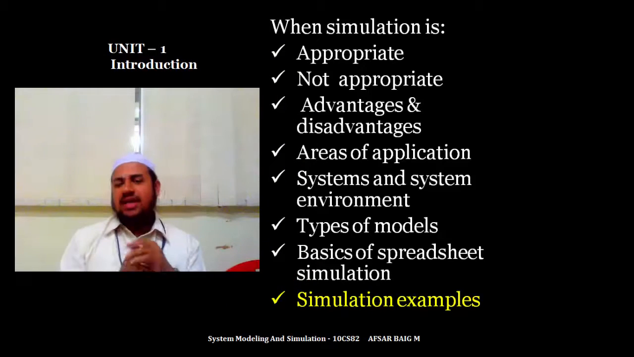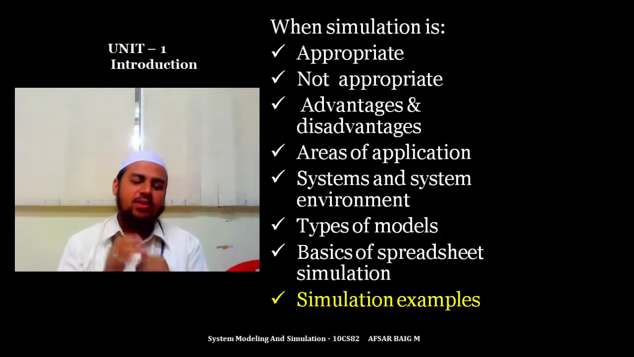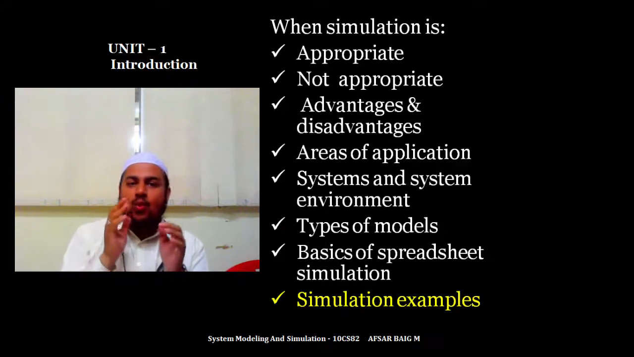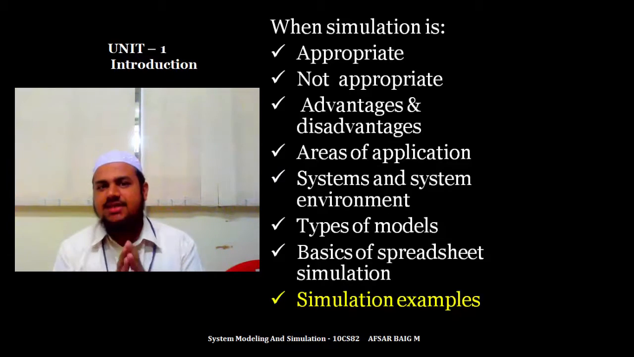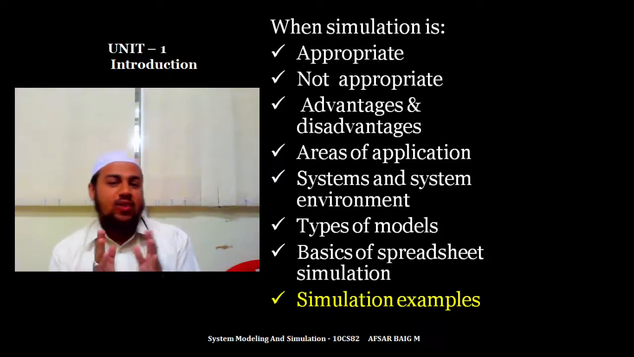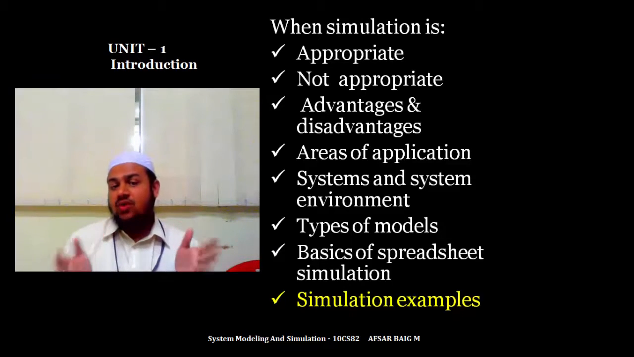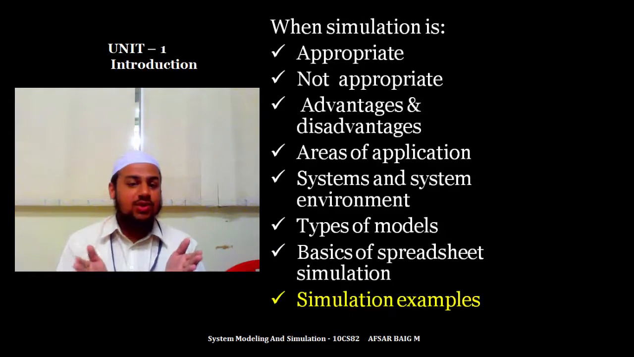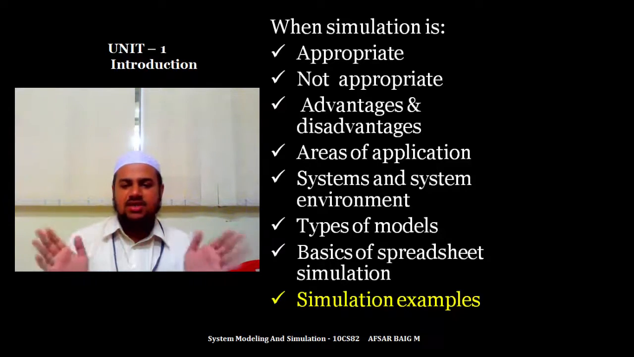Unit 1. There are totally 8 units, as you all know. Unit 1 is about introduction, which will provide you an overview of when the simulation is an appropriate tool, when it is not, what are the different advantages and disadvantages, what are the areas of application, and how the system and system environments play an important role in the simulation part. And we'll be seeing about the basics of spreadsheet simulation.